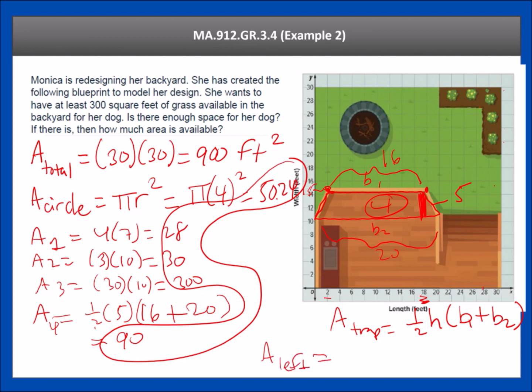900 minus 50.24 minus 28 minus 30 minus 300 minus 90. All right, so it looks like we got 401.76 square feet. So we do have enough space for the dog, apparently. It looks like we do. We have greater than 300 square feet. So it looks like the dog will have enough area to roam around.